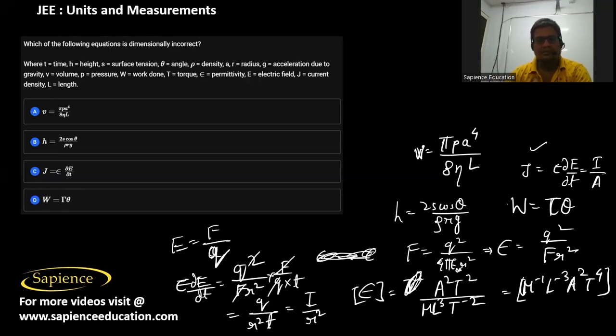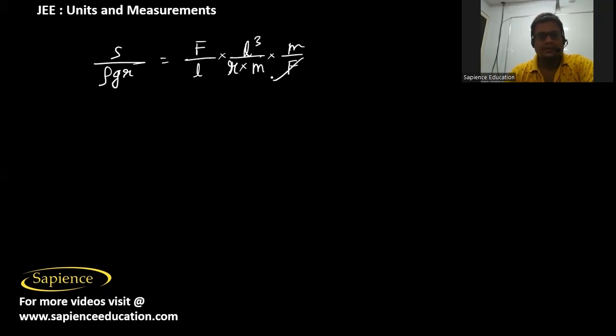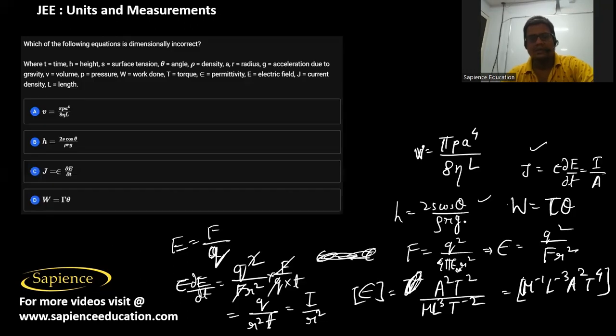And h, as we know, 2s cos theta by rho g r. This formula is correct also, since h is the length, h is the height actually. So s by rho g r. So s means surface tension, which is F by l, into 1 by r, and rho is mass by volume, so it is m by L cube, into 1 by g, g is force by mass. So F will cancel, m will cancel, L square by r, which is same as h, the dimensional formula for h. So this is dimensionally correct.